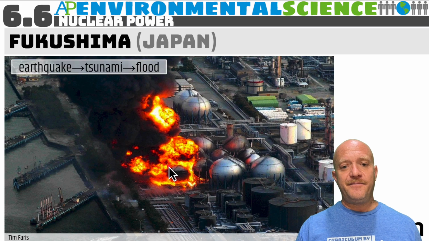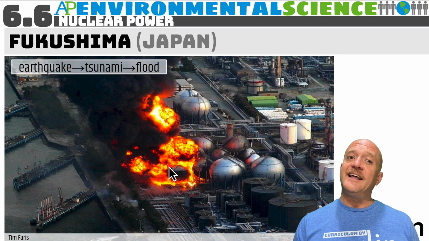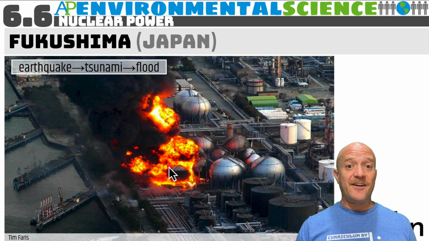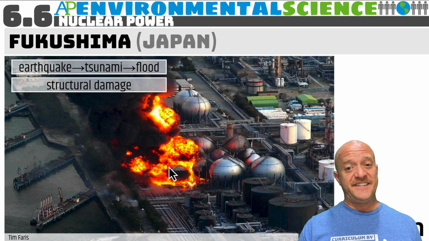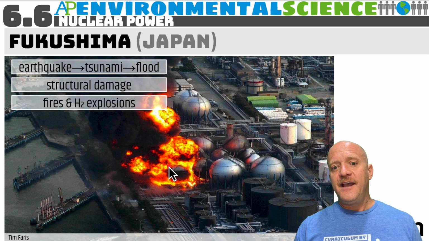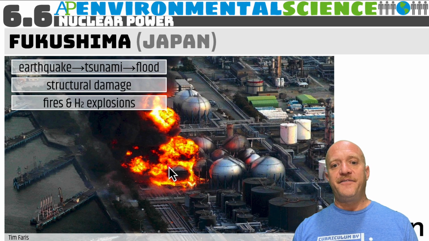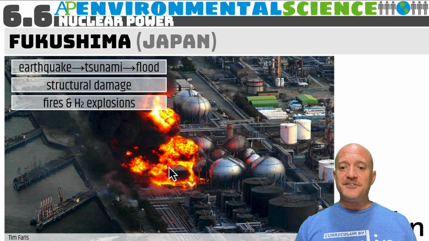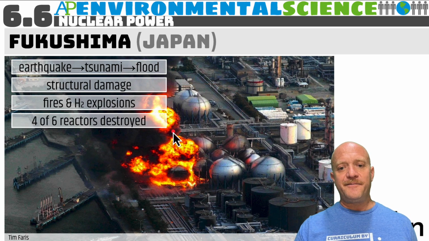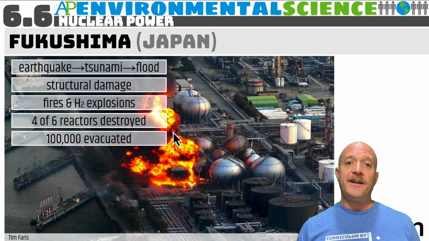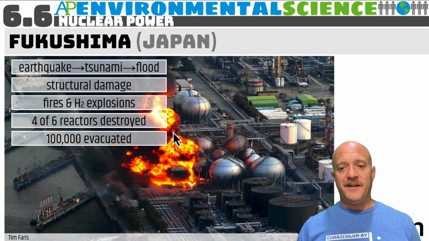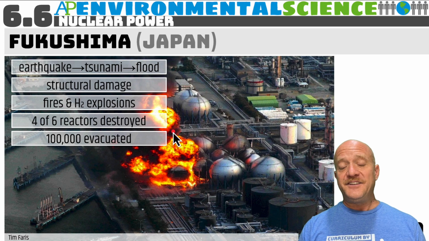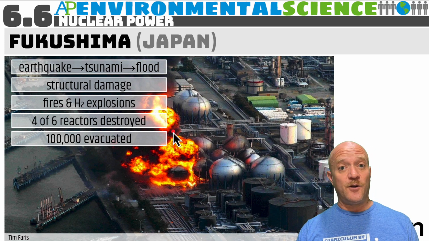Fukushima happened in Japan. It started with an earthquake, which then led to a tsunami. And a tsunami is just a giant tidal wave, which then flooded the plant. That caused structural damage to the facility, which then led to fires. And the fires led to a lot of hydrogen explosions. And the hydrogen explosions, this is one of the things you see right here, destroyed 4 out of the 6 reactors. And they had to evacuate 100,000 people. And at Fukushima, the radiation spread for many miles, and the air currents potentially could blow some of that radiation to the United States over the Pacific Ocean.